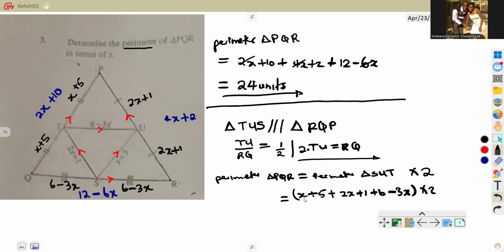As you can see, x plus 2x is 3x. Then it takes down that minus 3x. Then 5 plus 1 is 6, and 6 plus 6 is 12. 12 times 2, we are now going to get 24 units. Thank you.